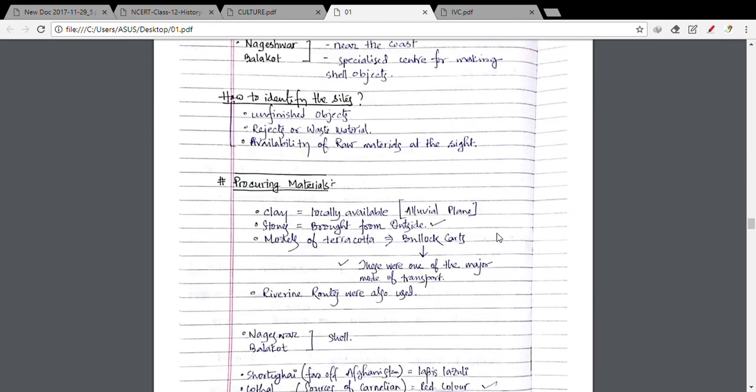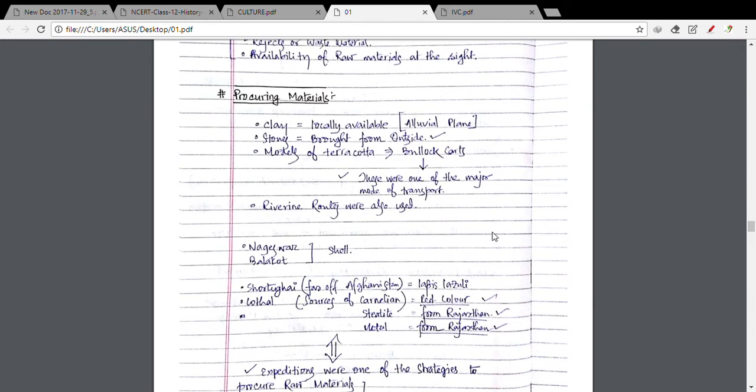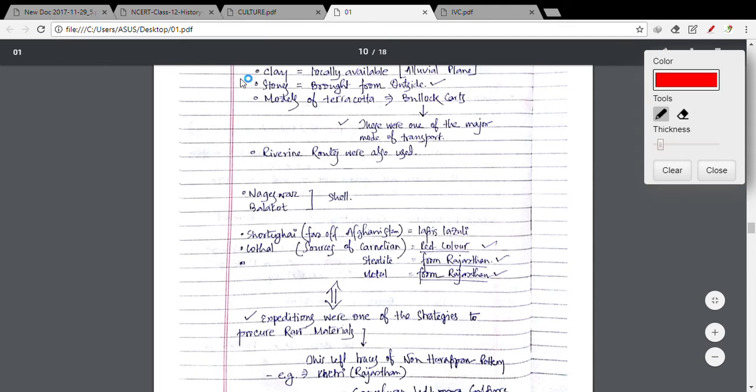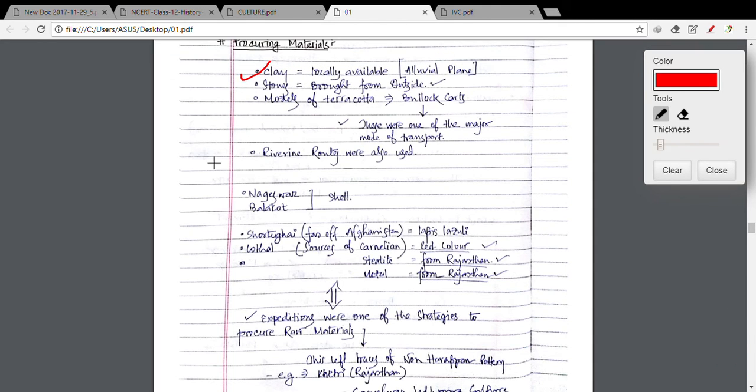Now when we talk about crafts and production and manufacturing, an important part is procuring the raw materials. The clay was locally available because mostly the Indus Valley civilization was around the Indus River and its tributaries, the river Ganga basin, the Sabarmati, the Mahi river, etc. So it was mostly of alluvial plain, so clay was locally available. Stones, they were brought from outsides.